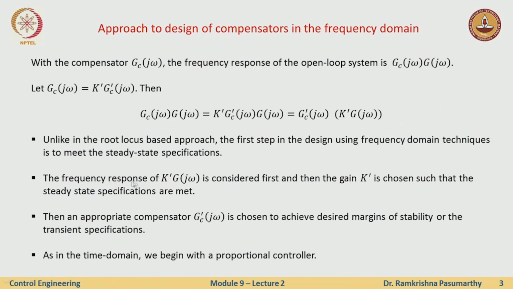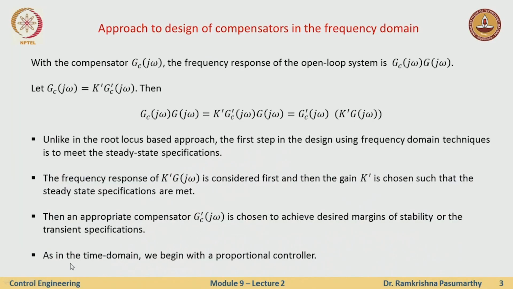In order to meet the steady state requirements, we look at the frequency response and choose the gain K prime such that the steady state specifications are met. Once they are met, we choose an appropriate controller, which we denote here as Gc prime, to achieve the desired gain margin and phase margin. This is how my transient performance specifications are stated to me: they are given in terms of the phase margin and the gain margin, and we know there exists a one-to-one relation between the phase margin and things like the damping coefficient.